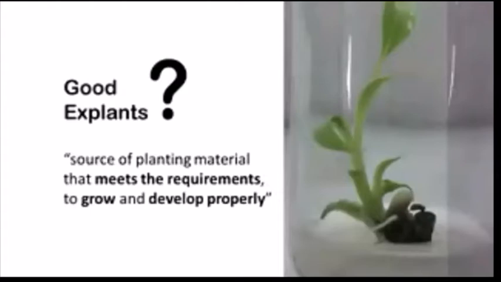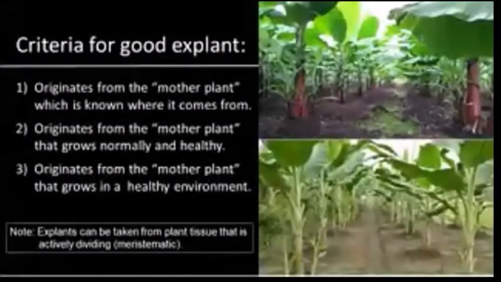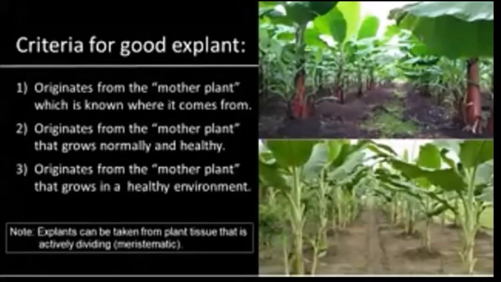You need a good explant for plant propagation by tissue culture. A good explant is an explant that can grow normally and be healthy. There are 3 criteria for a mother plant that can be used as a good source of explant. 1. It originates from a mother plant whose origin is known. 2. It originates from a mother plant that grows normally and healthy. And 3. It originates from a mother plant that grows in a healthy environment.